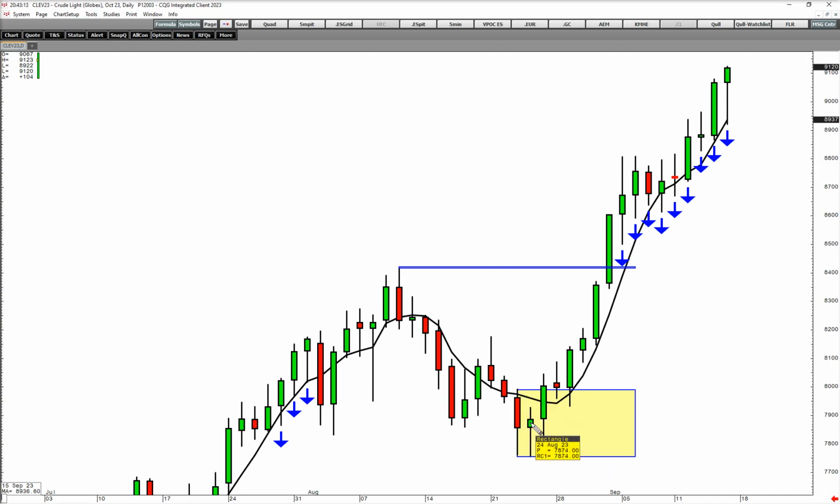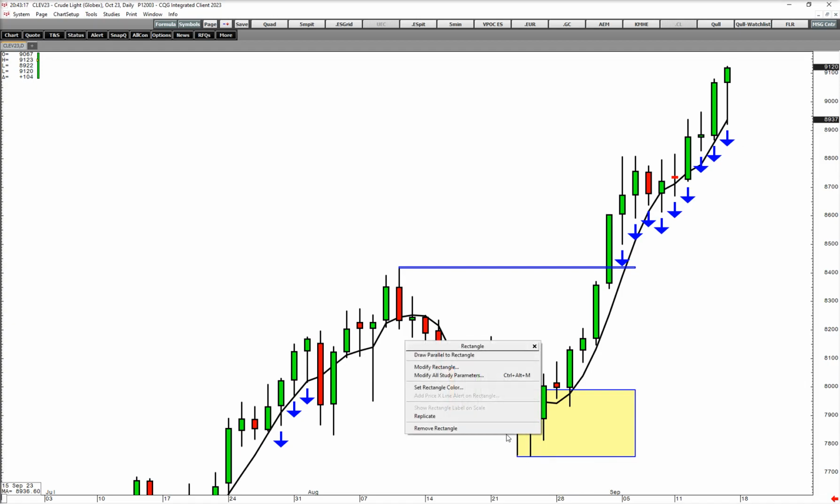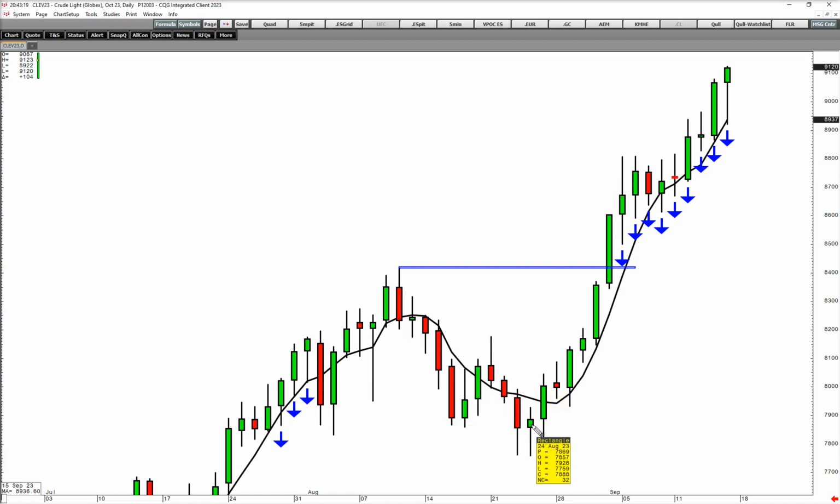79.91. I'm just trying to calculate it here on the fly. 79.91 minus 77.59 is $2.32. 91.23 minus 79.91 divided by 2.32, we're at 4.8 times your risk.